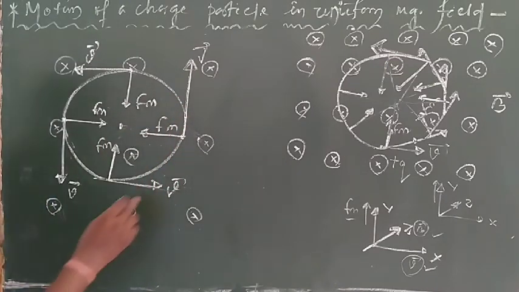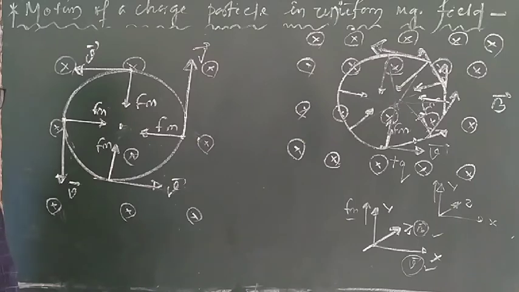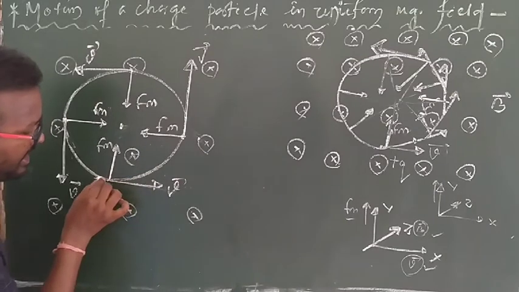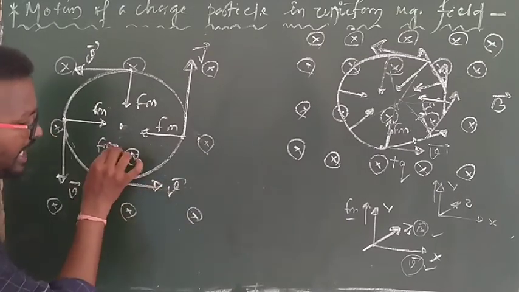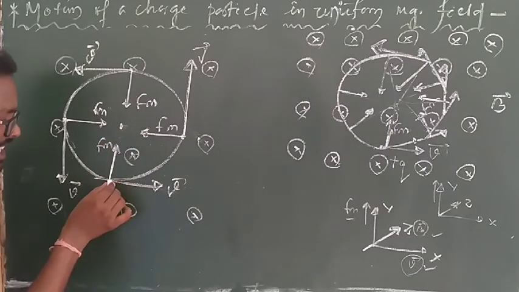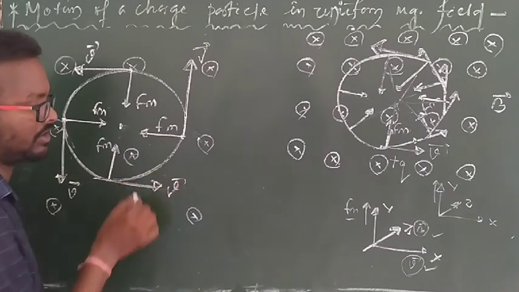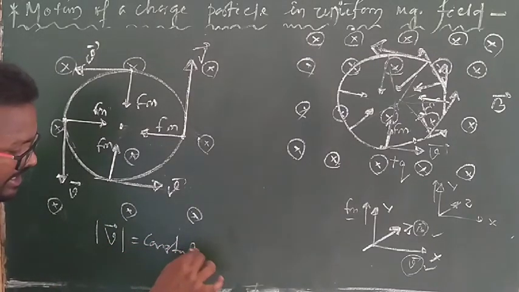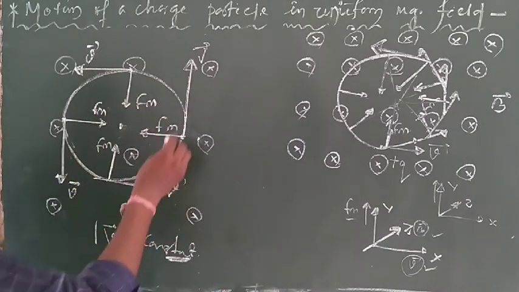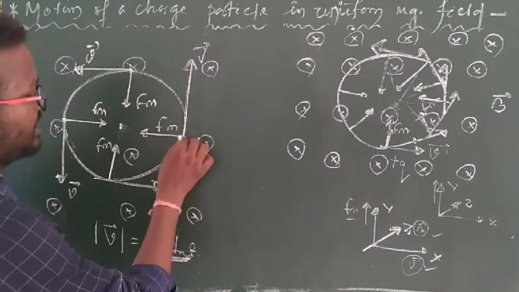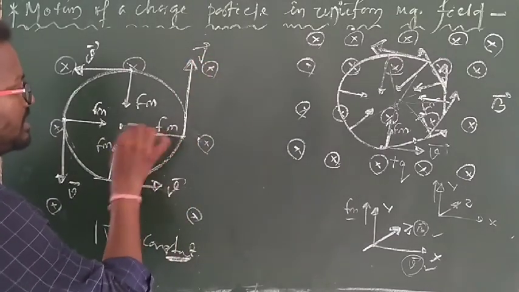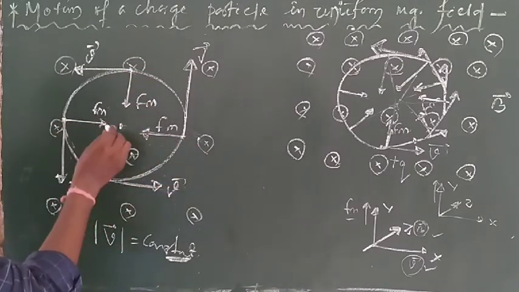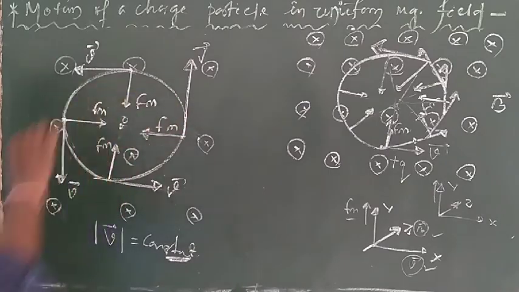So in this case, the magnetic force only changes the direction of the charged particle, because this is the initial direction of the charged particle. Now due to this magnetic force which is towards the center of the circle, the charged particle changes its direction, but the magnitude remains constant. That means the speed of the charged particle is constant, but at each and every point it changes its direction due to this magnetic force, which is inward and towards the center of the circular path.